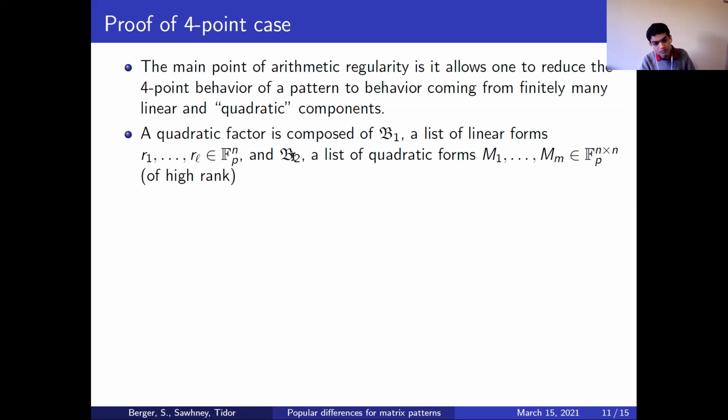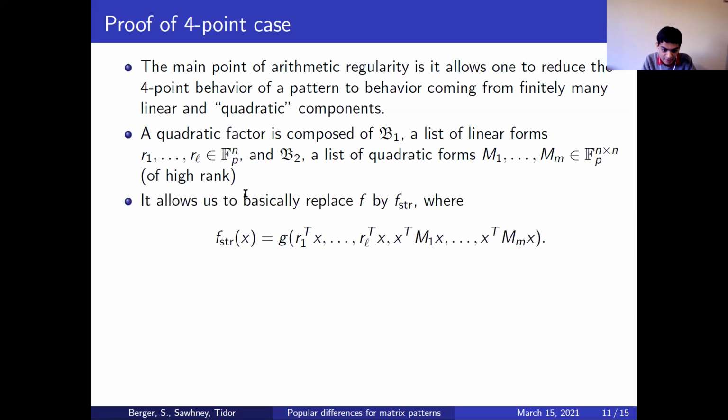Okay. So as mentioned, a quadratic factor has this list of linear forms, and this list of quadratic forms satisfying some rank condition, let's say. And it allows us to replace our function by a structured model function, which, okay, so I've been saying this in words, but explicitly, we can replace our function f by basically something that depends on these dot products and these quadratic form outputs.